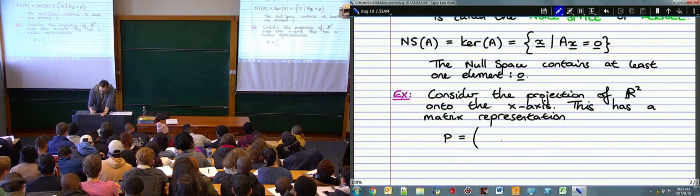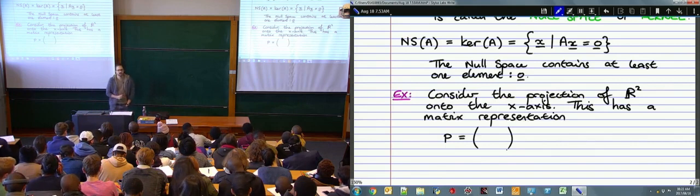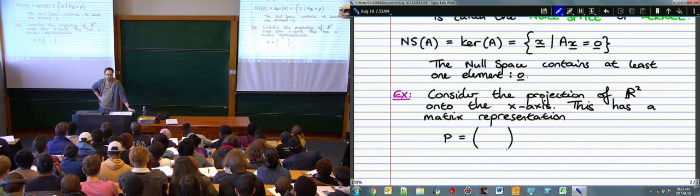P is equal to, and it'll be a 2 by 2 matrix because we're taking R2 back into R2. So what are the entries of P? Does anyone remember? Maybe we can sort of puzzle it out. What should the entries of P be?